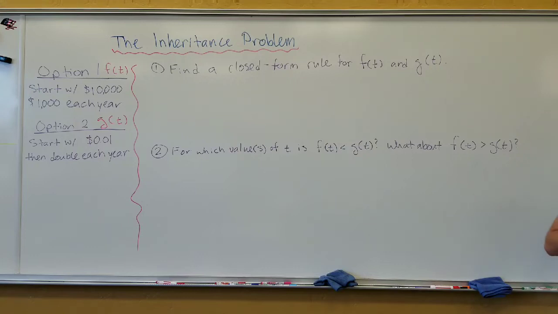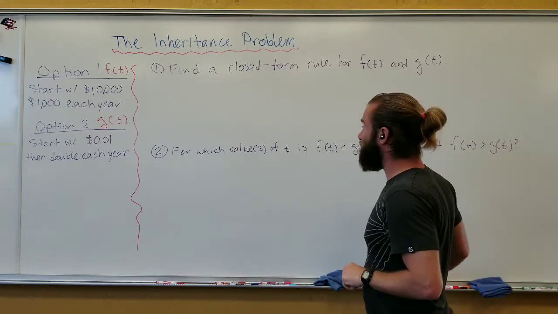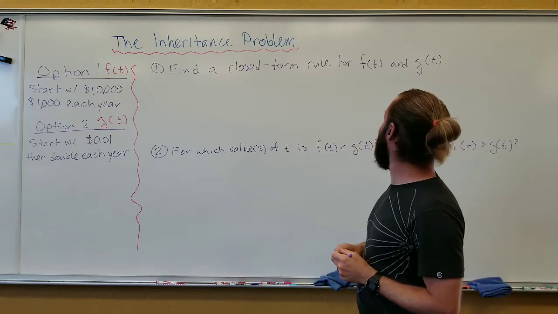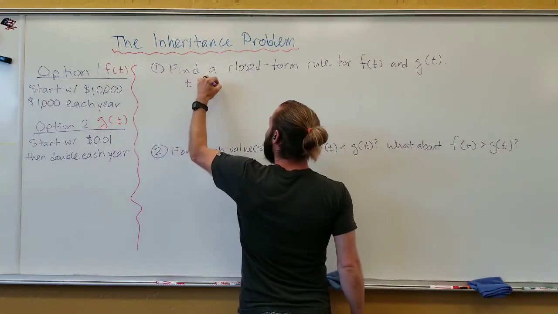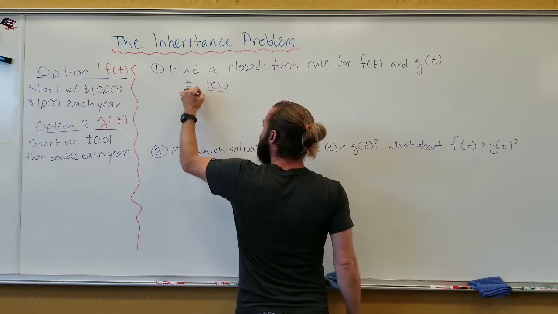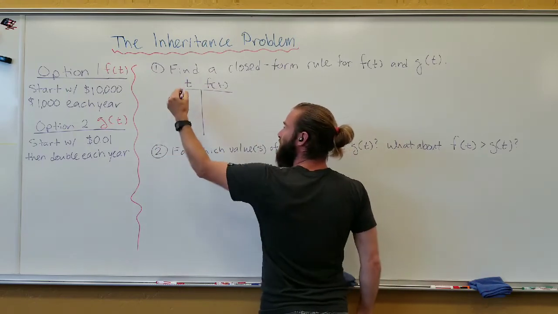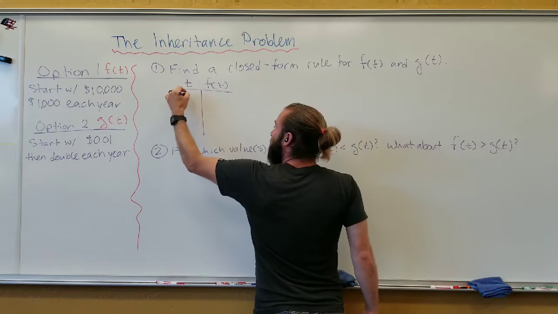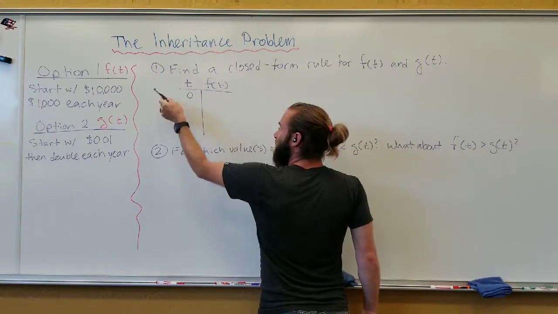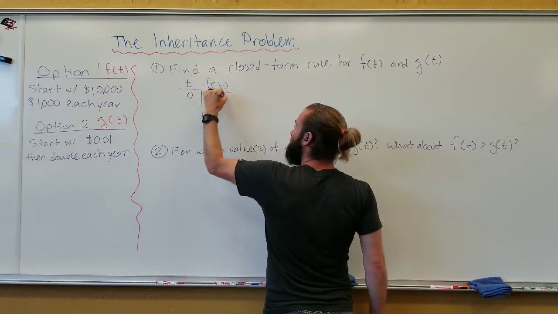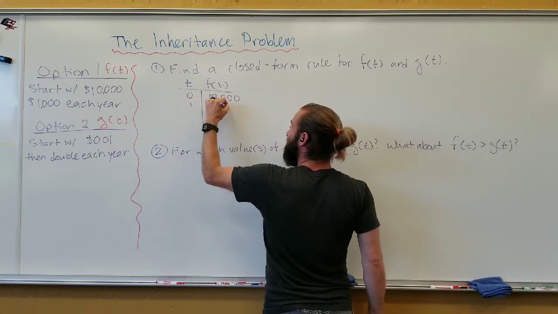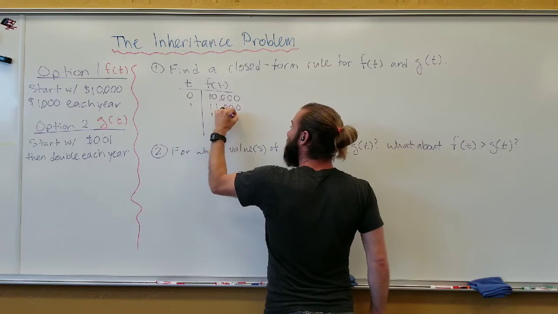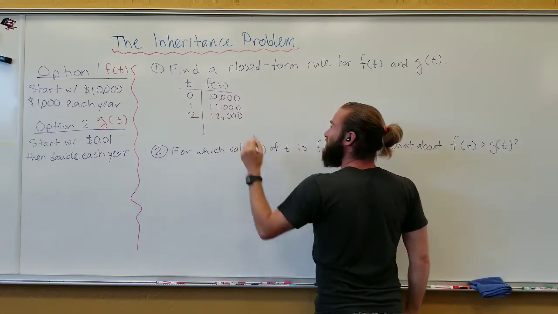Okay, so let's actually go over these together right now. Let's first find a closed form rule for f of t and g of t. So for f of t, let's just make a table, and maybe you don't need this. You can skip ahead if you think you got this. Just check your answer though. We know that when t is, let's say, 0, meaning right away, let's say $10,000, and then 1 is going to be 11,000, 12,000 for 2, etc.